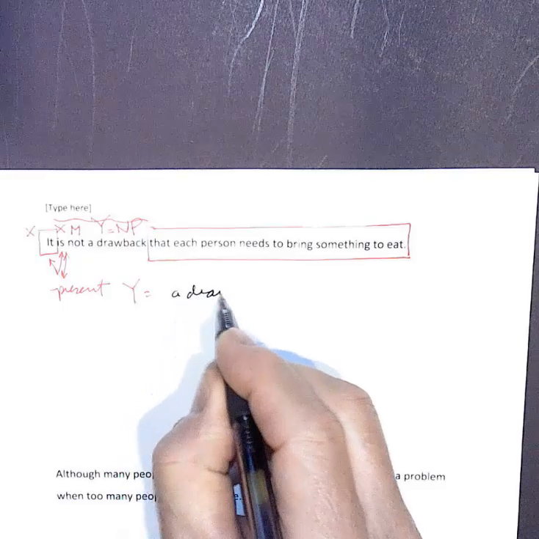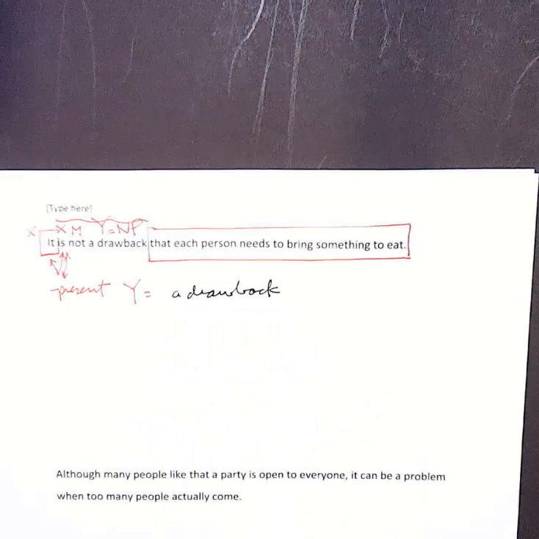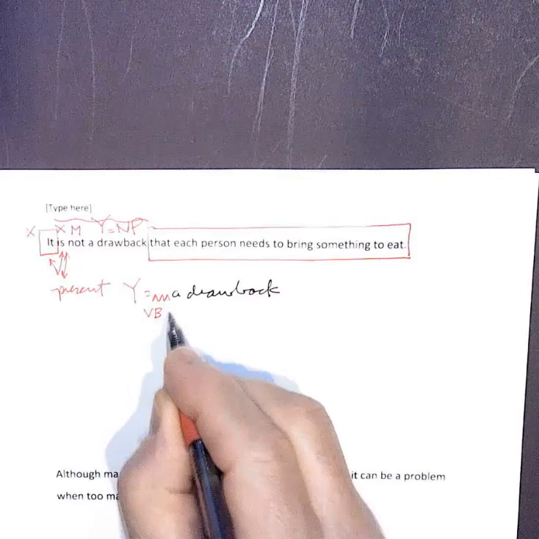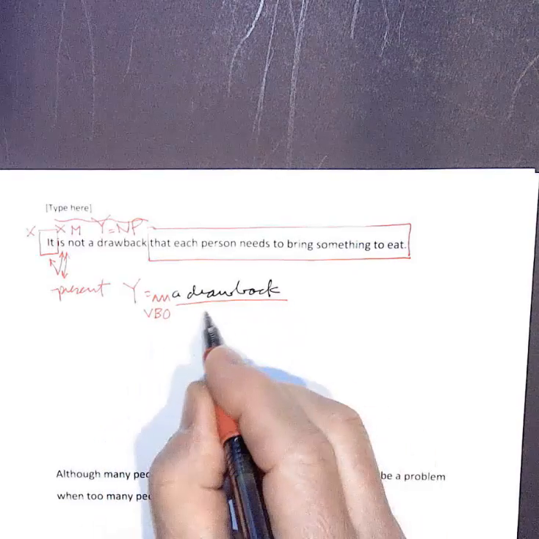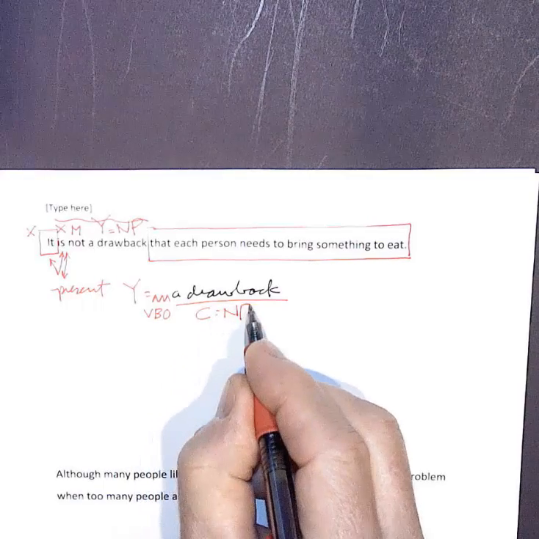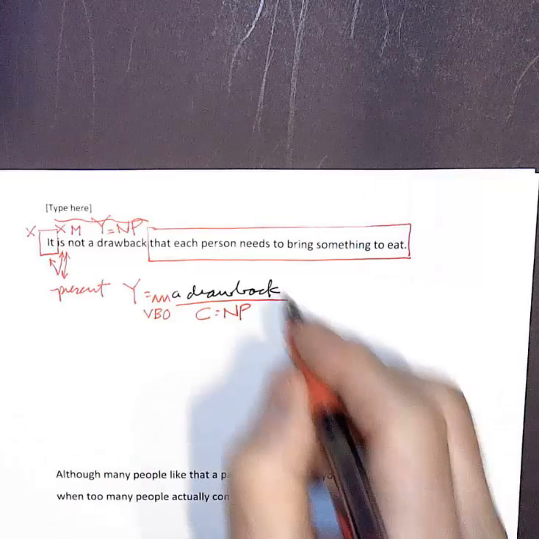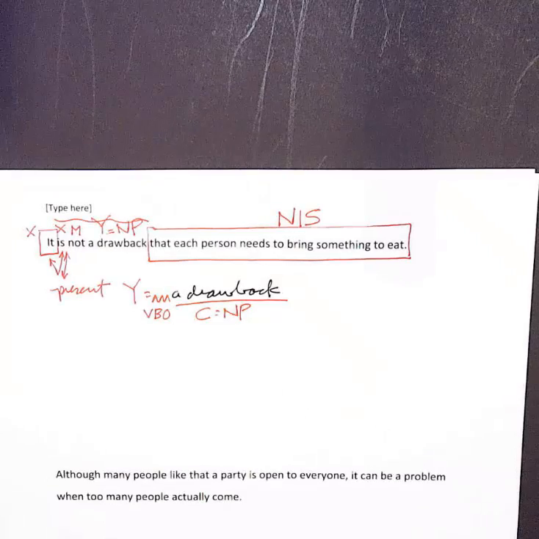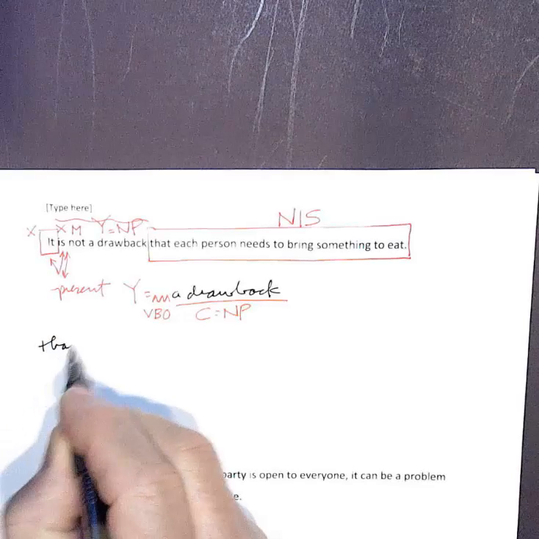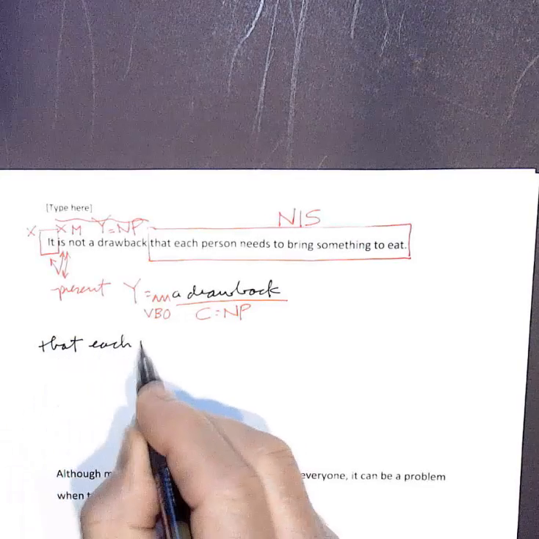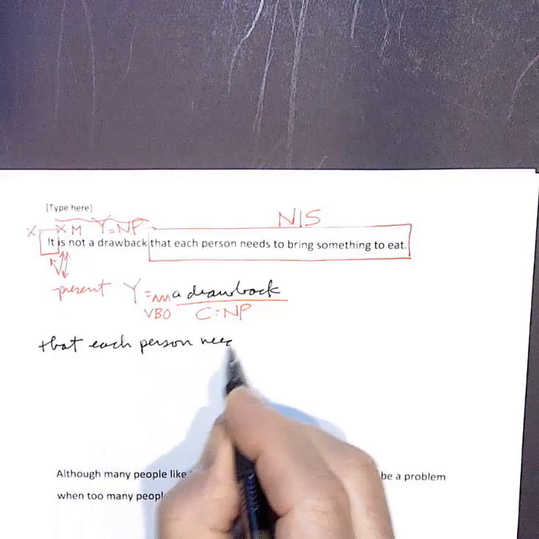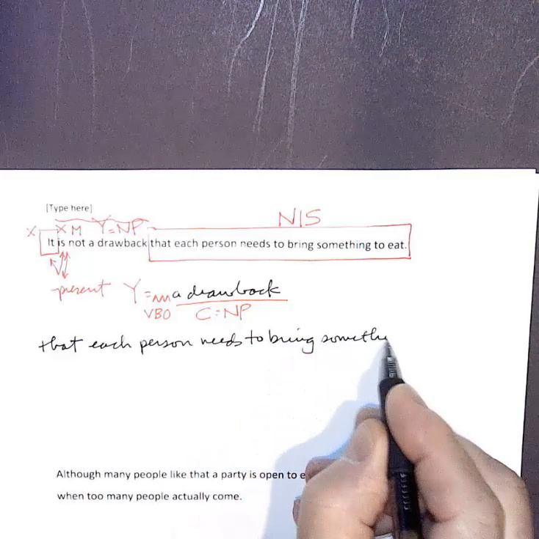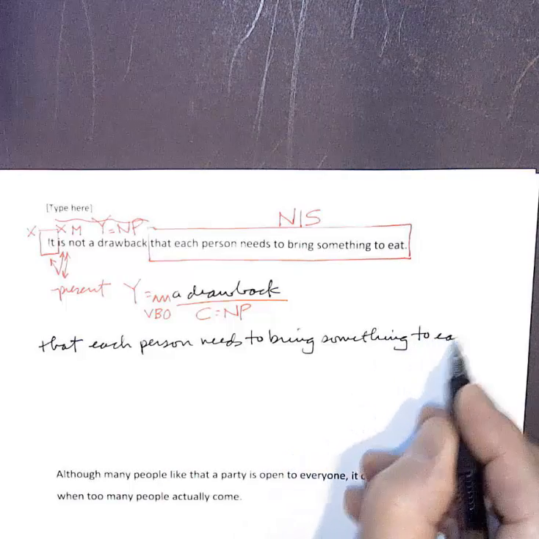A drawback. The verb place is empty. Particle place empty. Object is empty. And a drawback is the complement. It's a noun phrase. Now, let's rewrite our nominal included sentence. It's nominal because it's in the postponed subject place. That each person needs to bring something to eat.